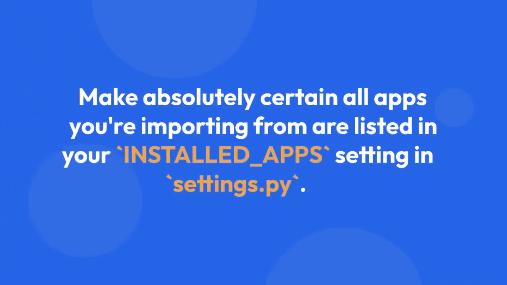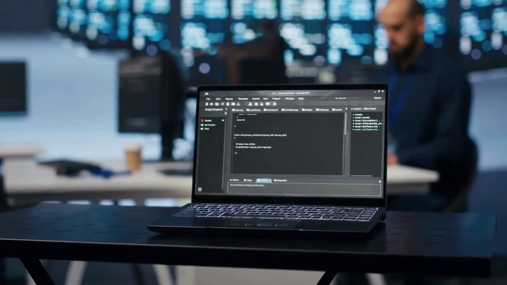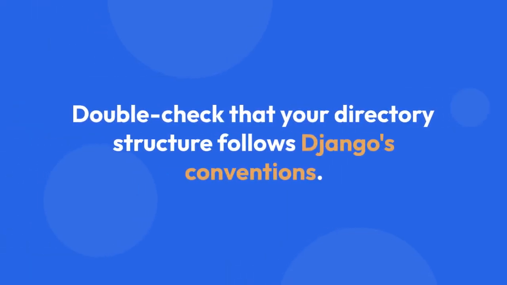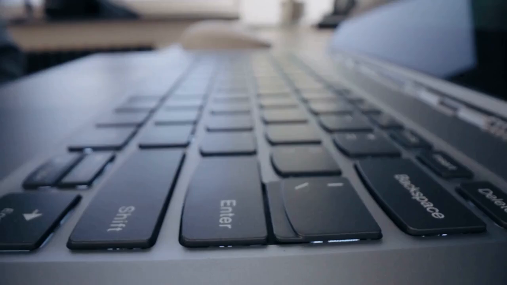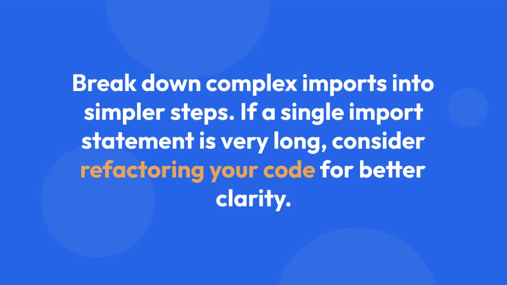4. Debugging tips. A. Check INSTALLED_APPS. Make absolutely certain all apps you're importing from are listed in your INSTALLED_APPS setting in settings.py. B. Verify directory structure. Double-check that your directory structure follows Django's conventions. C. Simplify imports. Break down complex imports into simpler steps. If a single import statement is very long, consider refactoring your code for better clarity.